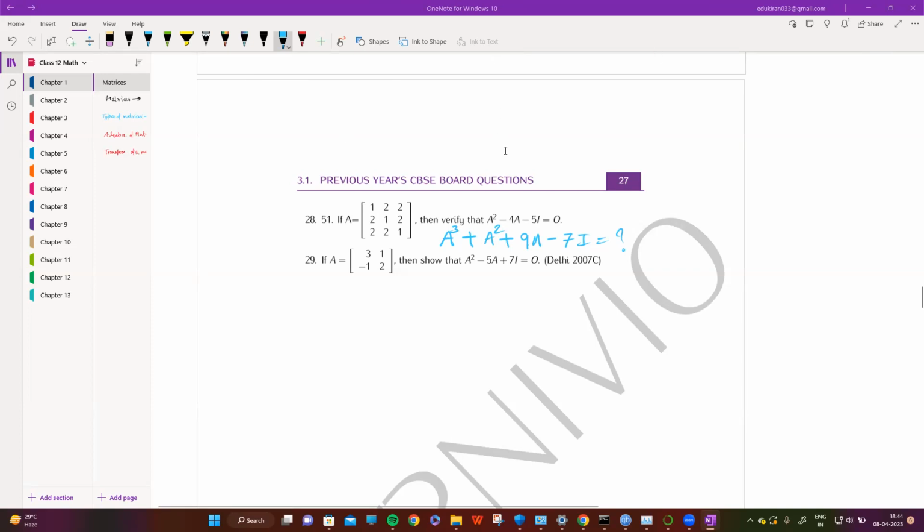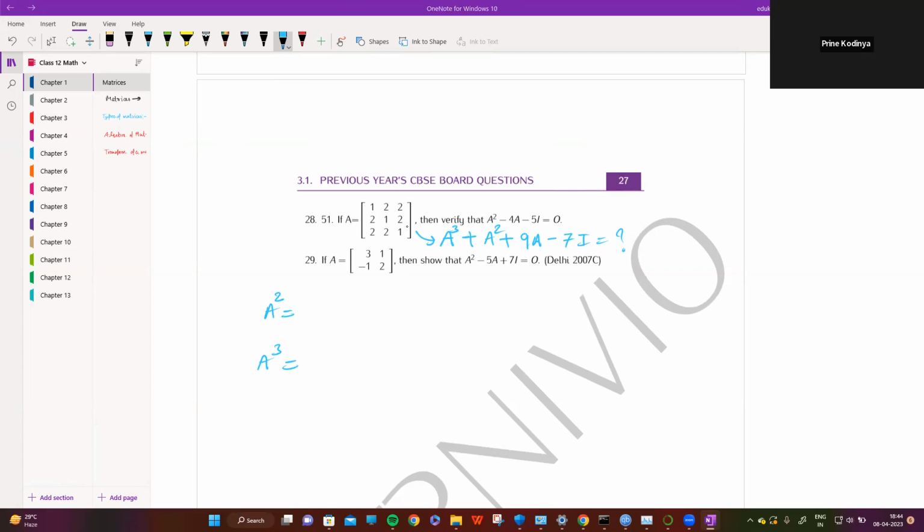But this is for 28. A is [1, 2, 2; 2, 1, 2; 2, 2, 1]. Question number 28. You have to find A cube plus A square plus 9A minus 7A. Now we know A. First, we should find out A square, then we should find out A cube. That should be the process. And then just put the values here in the equation.